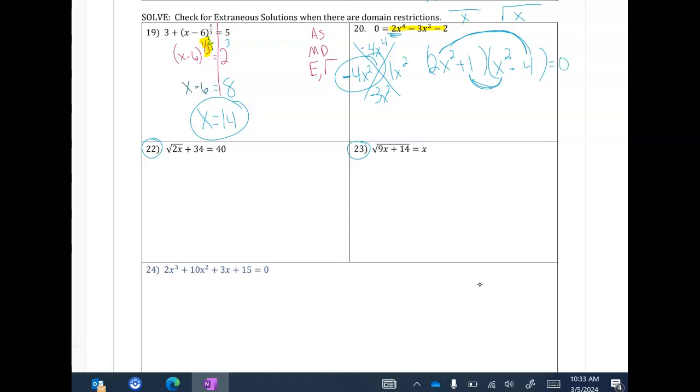Now I can set each factor equal to 0. So 2x squared plus 1 equals 0. Subtract the 1, divide by 2, and then square root.